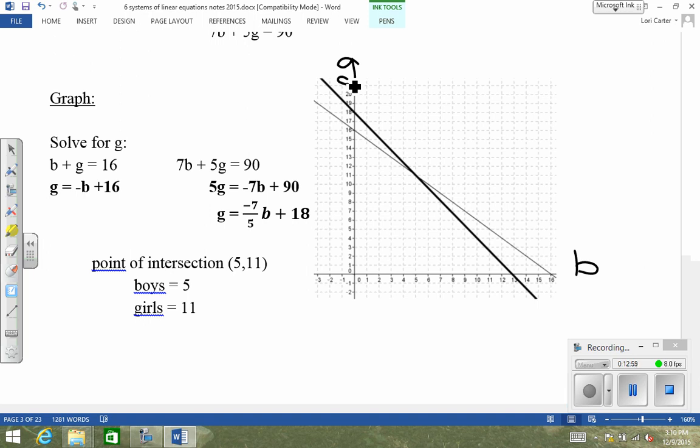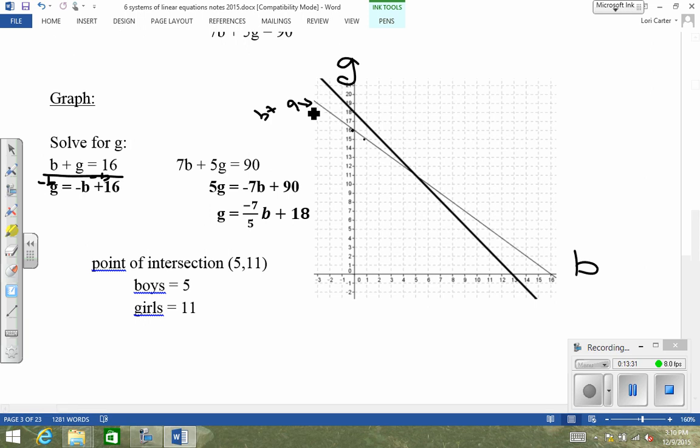All right, so I have boys plus girls equals 16, my first line. I have to solve for your G, because that's your Y. So you solve for G, so you subtract your B. Can I graph that? You can. Where do I start? 16. Go up to 16, and my slope is down 1 over 1. Draw my line. So this is the boys plus the girls graph right there. Everybody good? Okay, now I got to do the money graph.